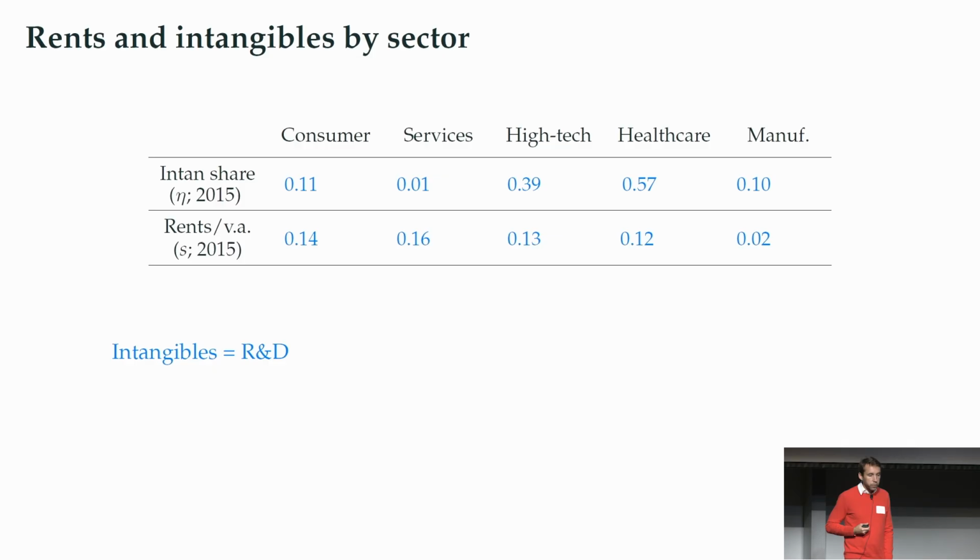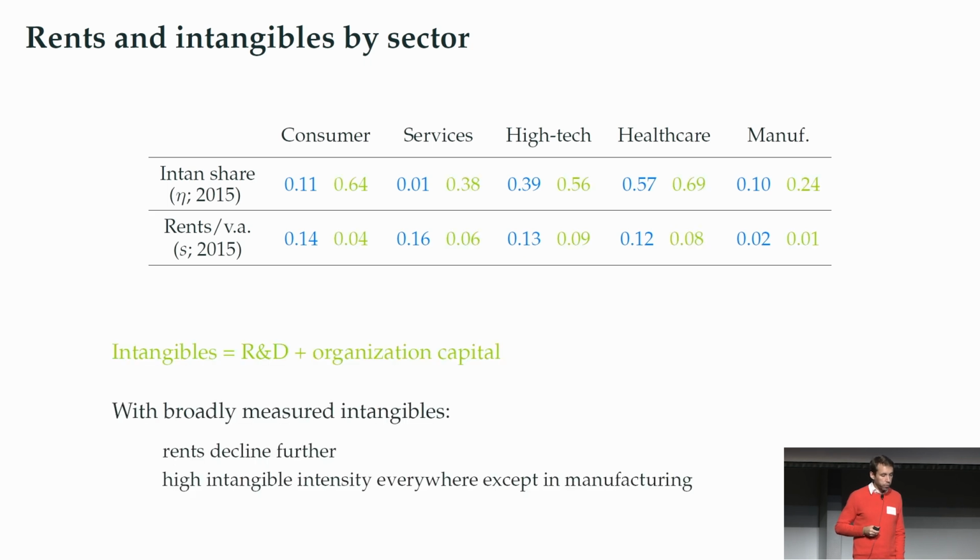Okay, so you can redo this mapping from the gap to actual structural parameters, the intangible Cobb-Douglas share, the share of rents to value added, sector by sector. This essentially just confirms the intuitions I showed you before. I'm going to skip over this, but with broadly measured intangibles, rents become even smaller than the 7% that I showed you before. And we see high intangible intensity essentially everywhere but in manufacturing.